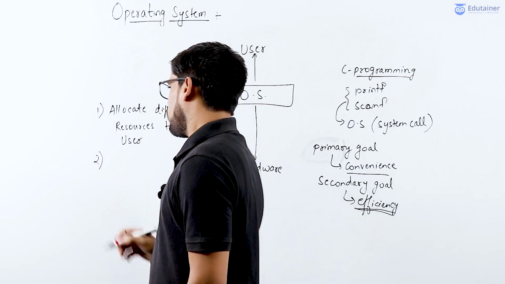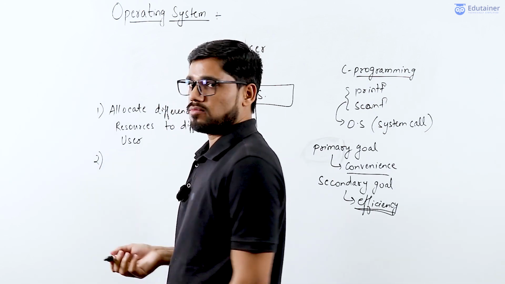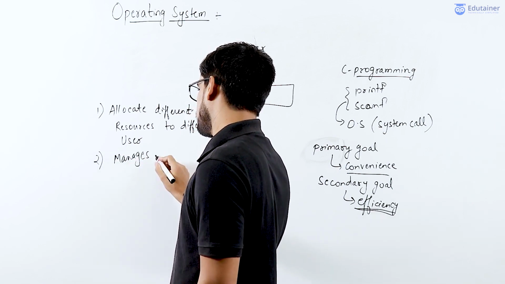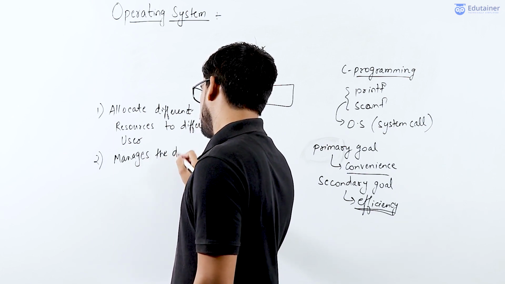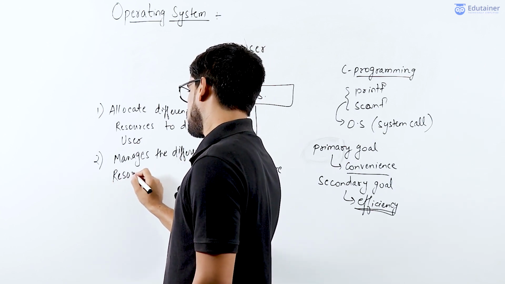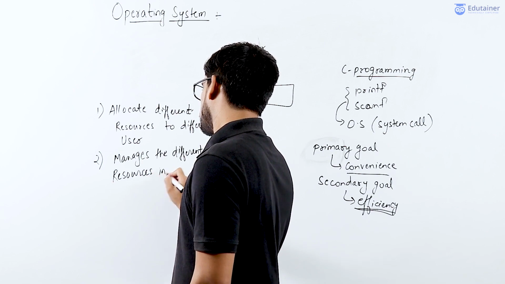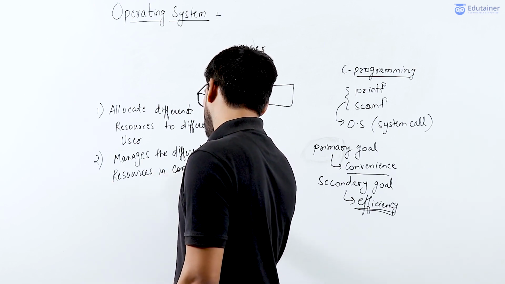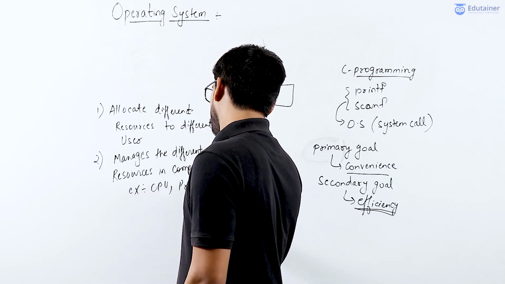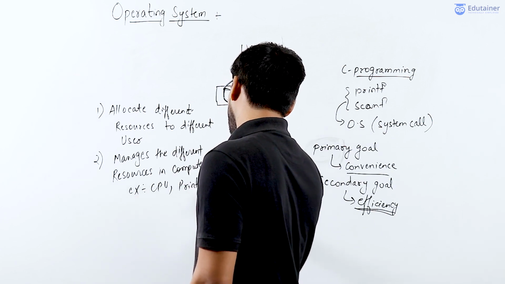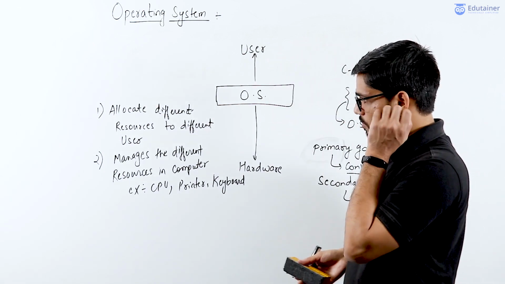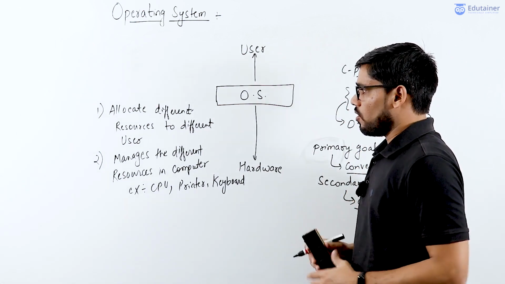And the second one is, operating system acts as a manager, means it will manage the different resources in the computer. And what are these resources? The resources might be, let's say, CPU, printer, okay, then keyboards. So all these are resources of a particular computer or machine, and these will be managed by operating system.